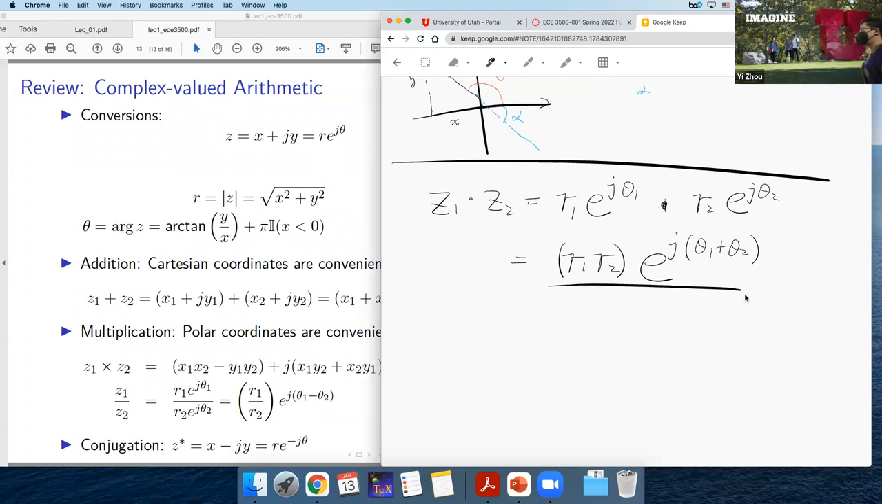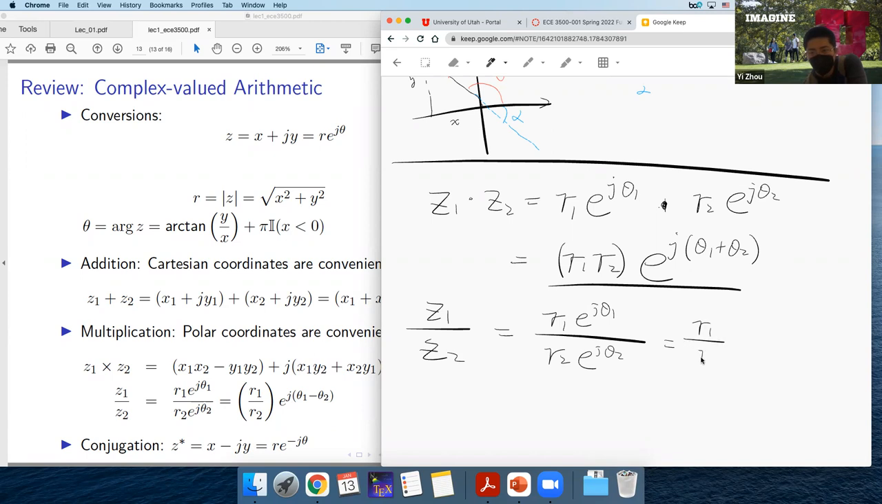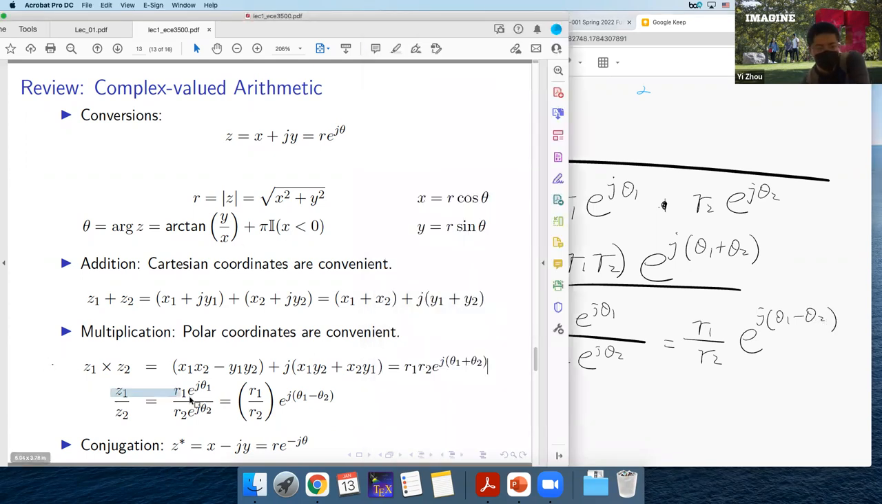So you can see it's very convenient to do multiplication in the polar form. Just multiply the magnitudes and sum up the phase components. And again, if you want to do Z1 over Z2, it's the same. You have R1 over R2, and these two exponentials, by the exponential rule, you have theta 1 minus theta 2 now. Okay, so that's the division part.